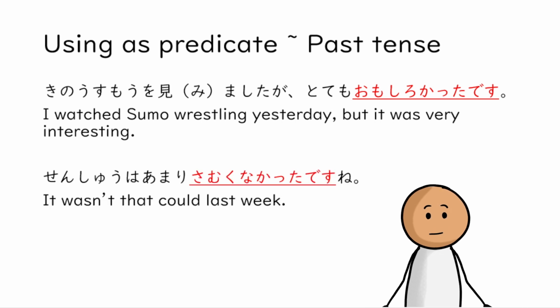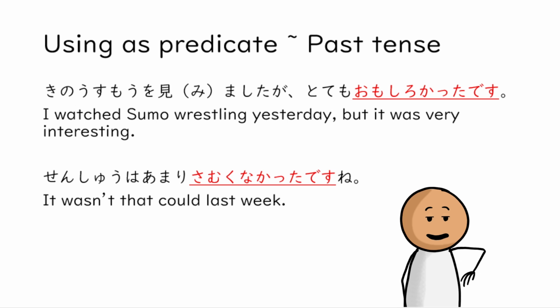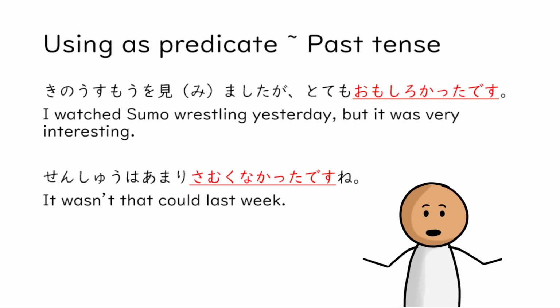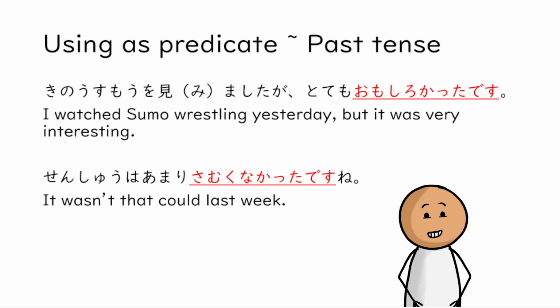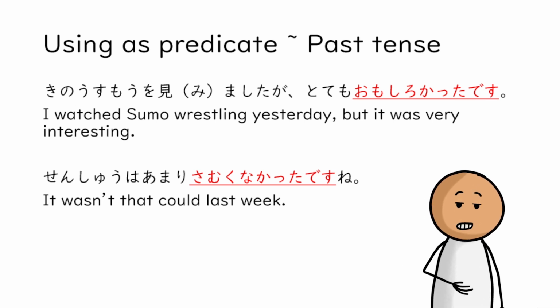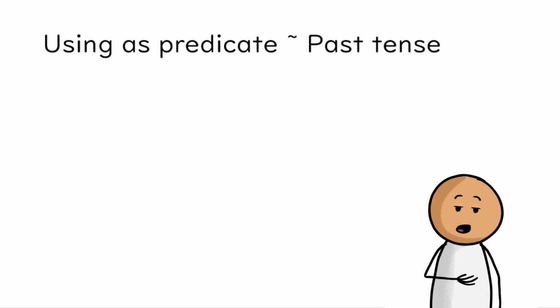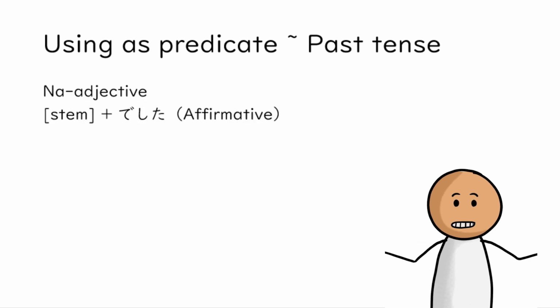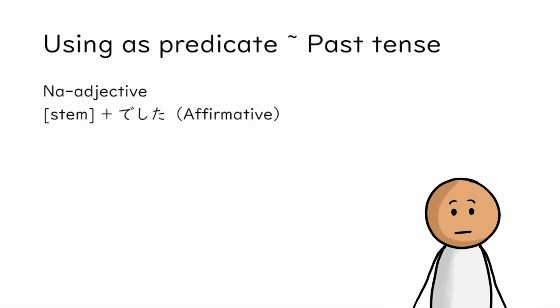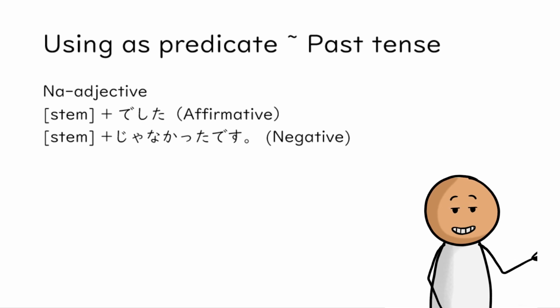Here's another example. 先週はあまり寒くなかったですね。It wasn't that cold last week. 寒い means cold, but you can only use it when you talk about the temperature of the air. あまり with a negative ending means not much. For na adjectives, past affirmative is simply adding でした to the stem. As for negative, here are four types.